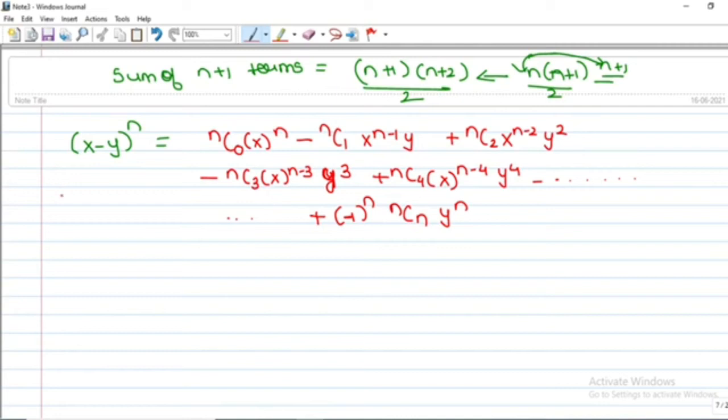Here nothing has happened. If in the expansion of x plus y power n you replace y by minus y, you will get the same result.